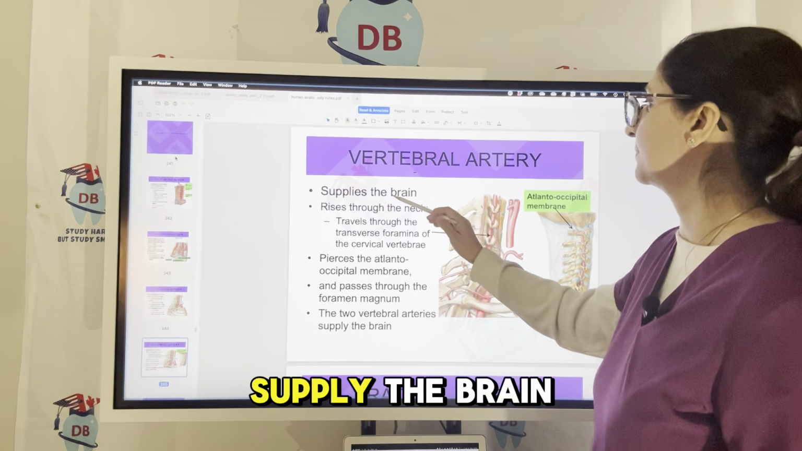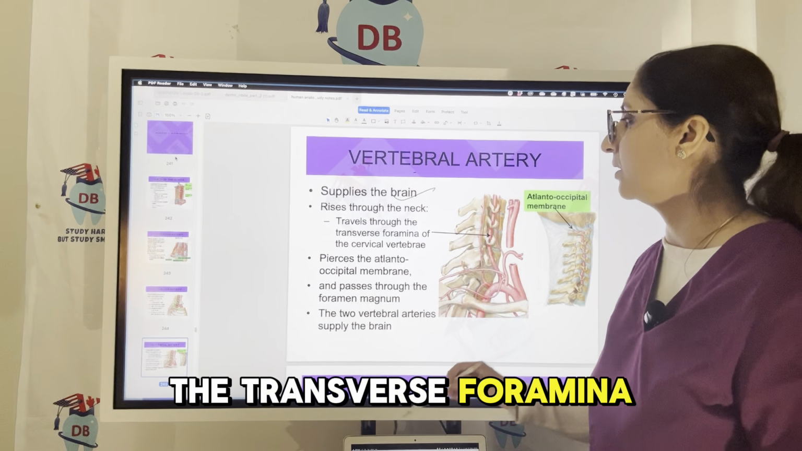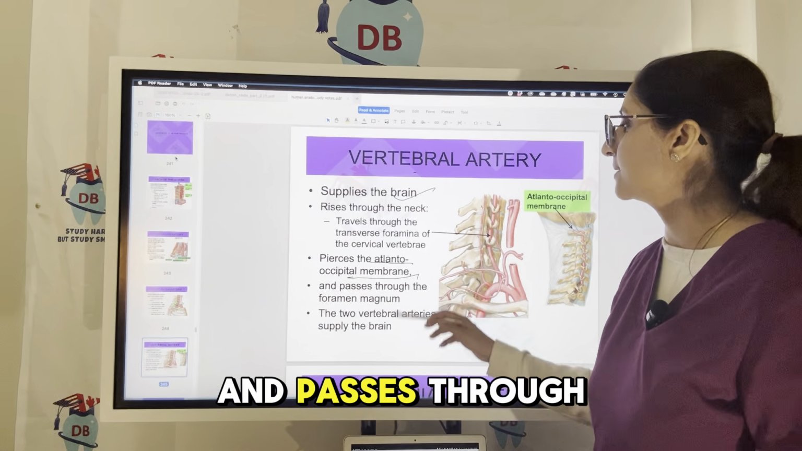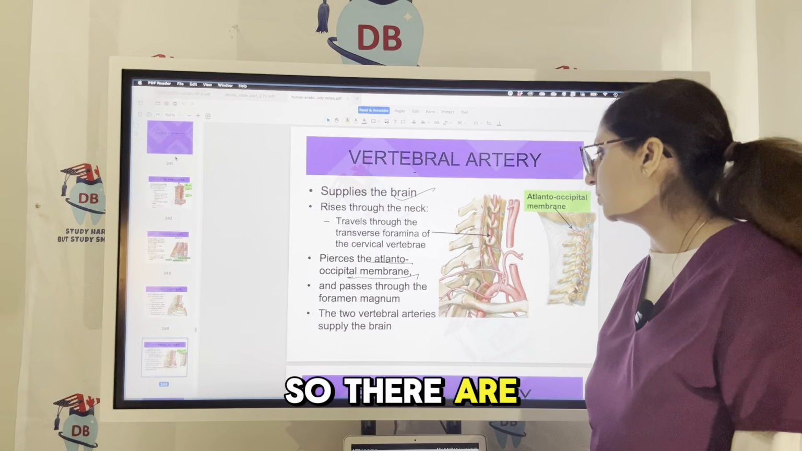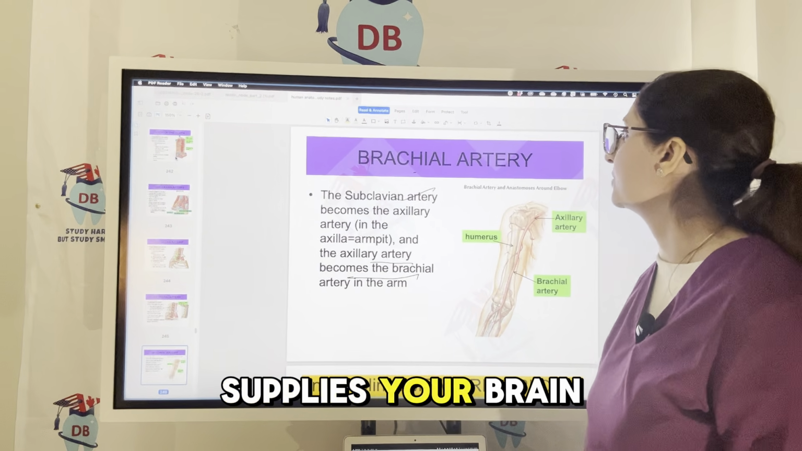The vertebral artery is going to supply the brain. It rises through the neck and travels through the transverse foramina of the cervical vertebrae. It pierces the atlanto-occipital membrane and passes through the foramen magnum. So there are two vertebral arteries and the internal carotid. They are the main arteries that supply your brain.